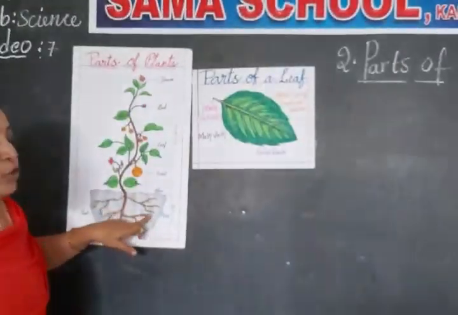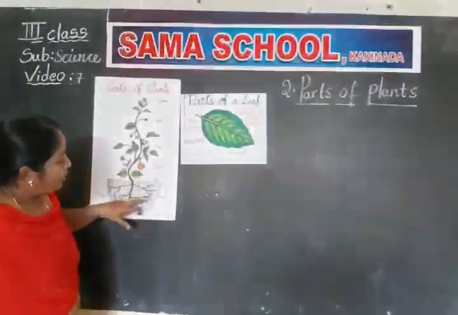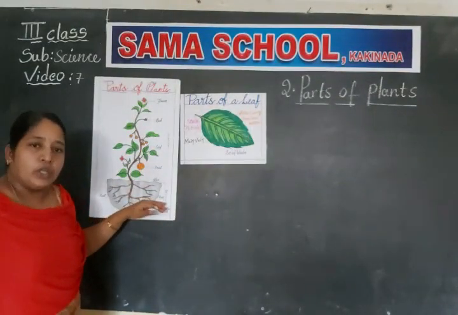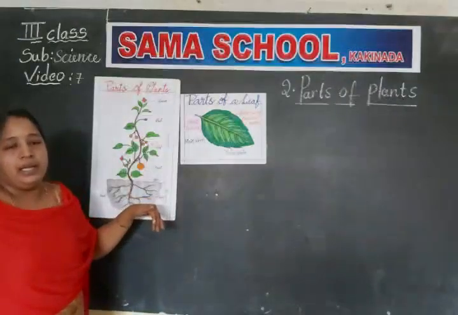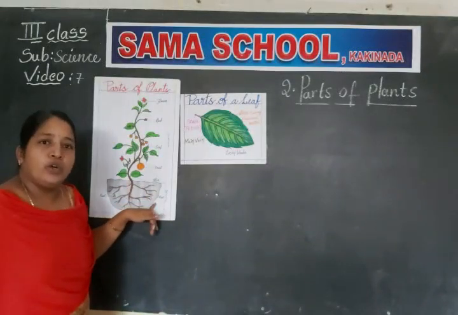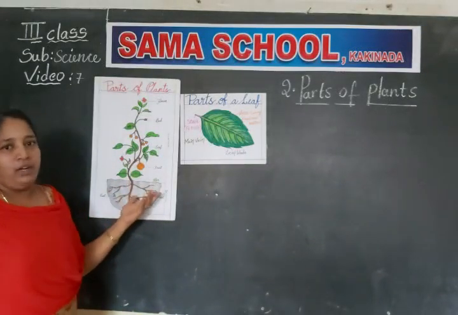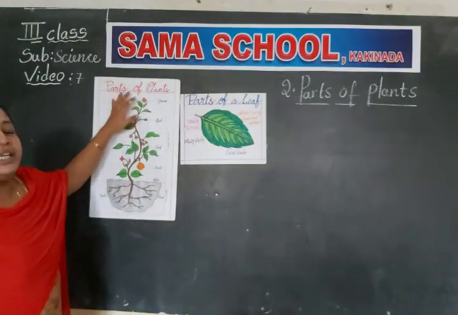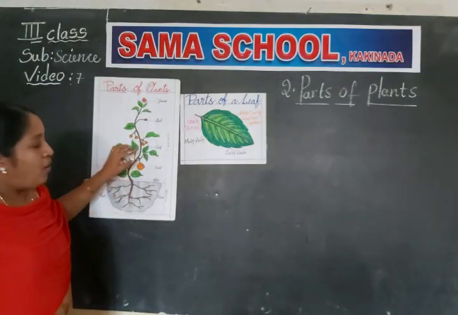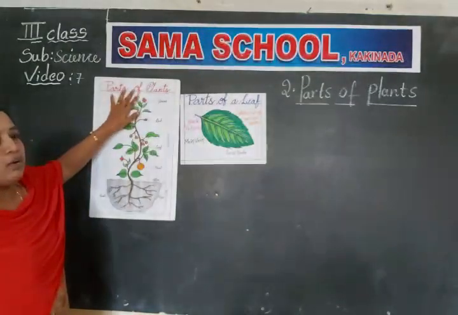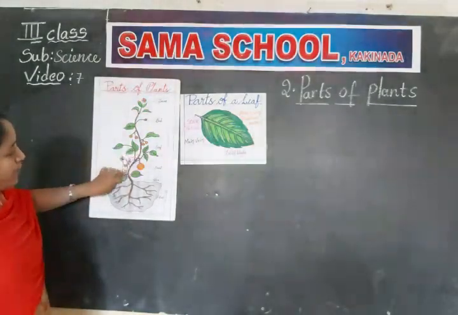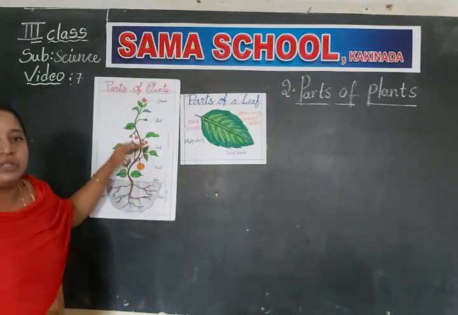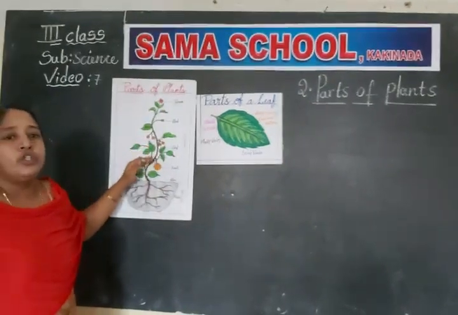Okay, and this is the shoot part. This is the root part. Root means the part that grows below the soil. That part we call root part, or the part which we cannot see, that is called root part. And above the root there is shoot part, the part which grows above the ground. The part that grows above the soil or above the ground is called shoot part.